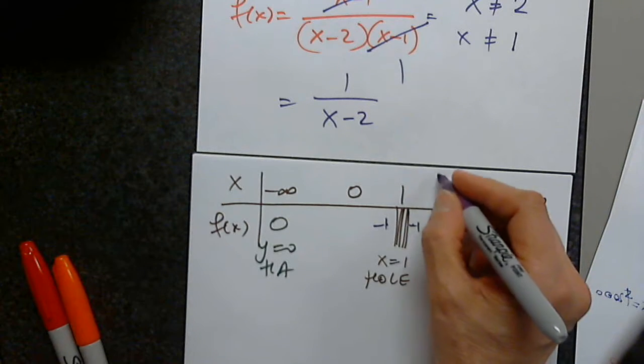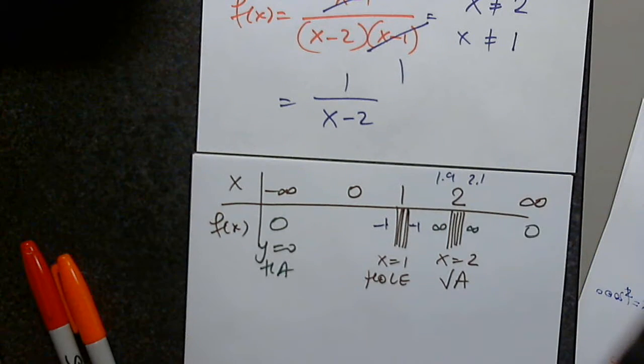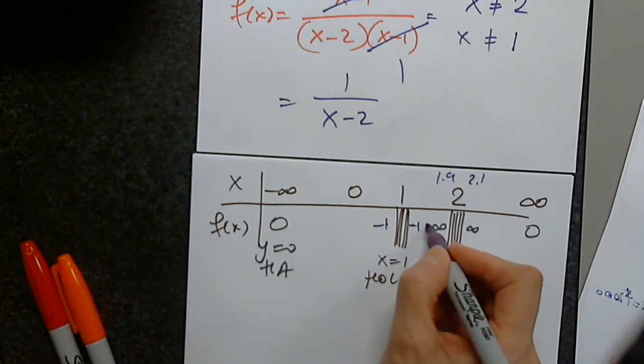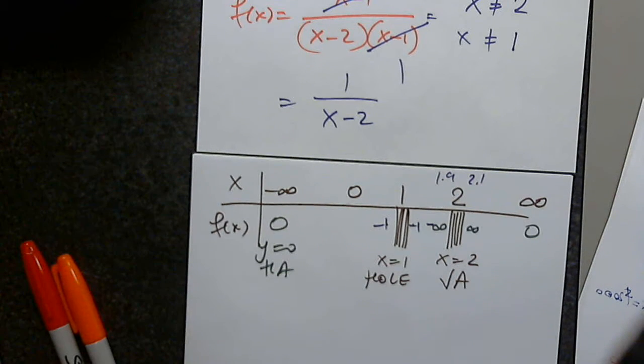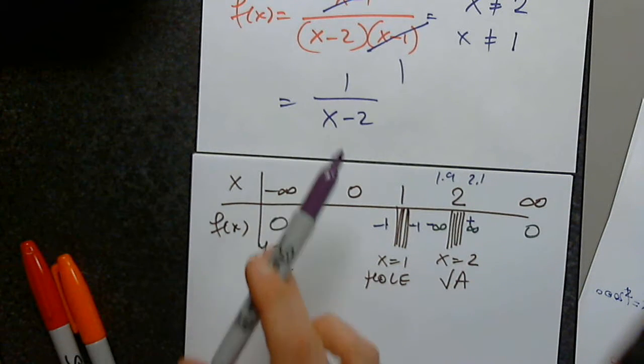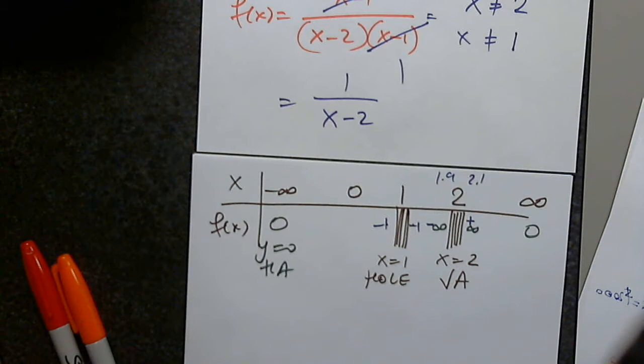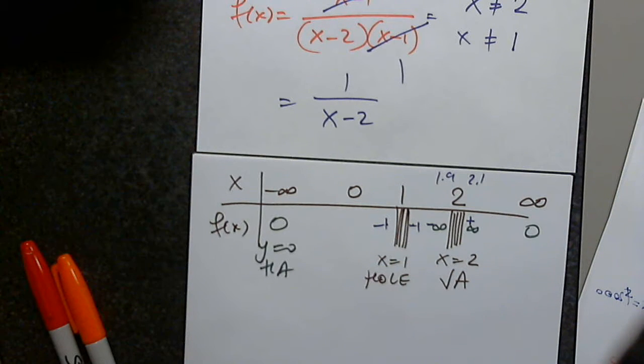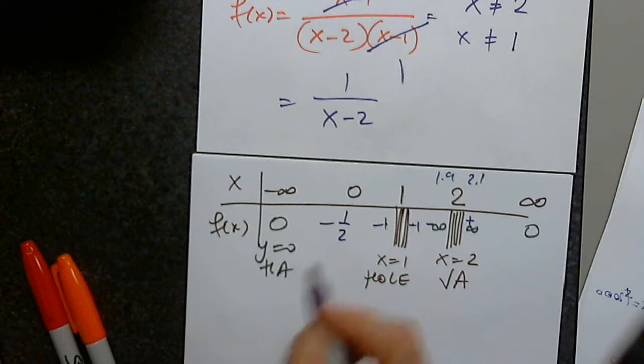So now I want to plug in 1.9 and 2.1 in this. And tell me the sign. Negative, I agree. And positive, I agree. So now I need to plug in 0. And it's done. What happened to the numerator? Where did the numerator go? I cannot write negative 2. Negative 1/2. Very good. Perfect, that's it.